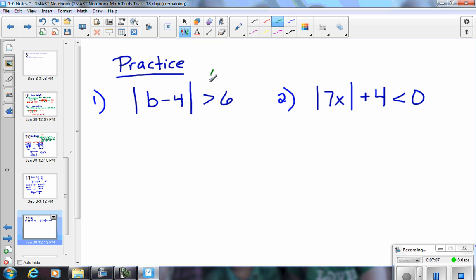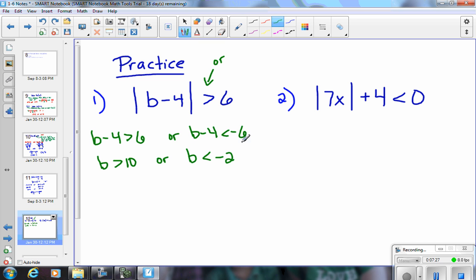All right, on the first problem, you want to identify this as an or. So we have b minus 4 is greater than 6, or b minus 4 is less than negative 6. Here we have b is greater than 10, or b is less than negative 2 when you add 4 to each side. So on our number line, by the way, this is our solution, but when we graph it, we have less than negative 2 or greater than 10. So there's our solution on a graph.